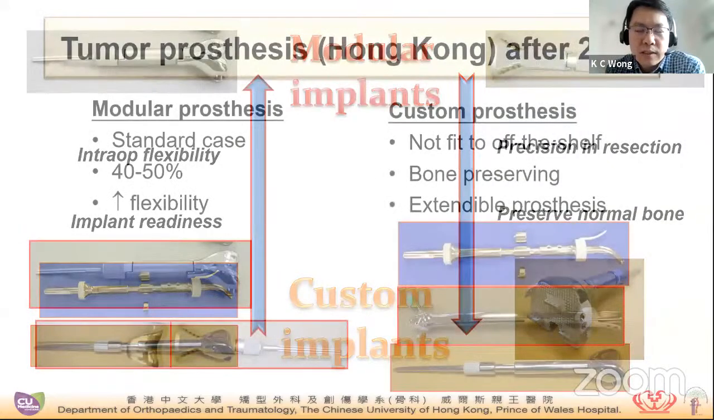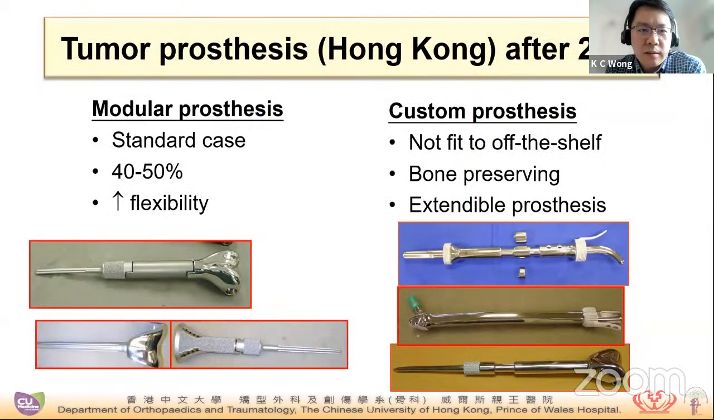Later on, because of the size issue, we found that we really wanted the implant to fit our resection defect. We found that the modular implant only fit about 50% of our cases, unless you cut every normal bone and then fit your modular implant. At that time, we started with the idea that if the off-the-shelf implant can't fit the bone geometry or bone defect, we want to preserve more normal bone.